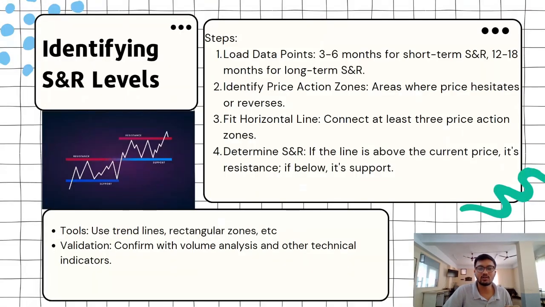You can use trend lines, you can use rectangular zones. Whatever I was using was Nifty on TradingView, and on TradingView I was using horizontal lines in order to mark the support and resistance. I was using rectangles to mark the support and resistance. TradingView is a free chart tool where you can actually mark various things. You can analyze chart patterns. It's free of cost, and most of the industry uses TradingView for analyzing chart patterns.